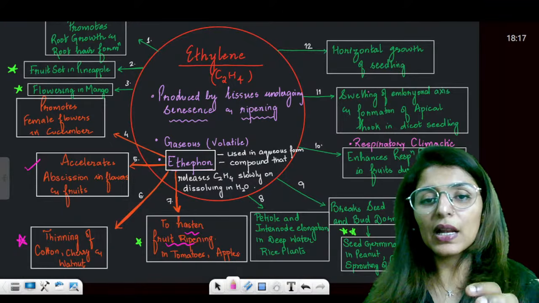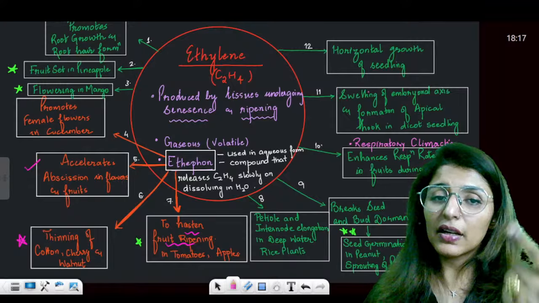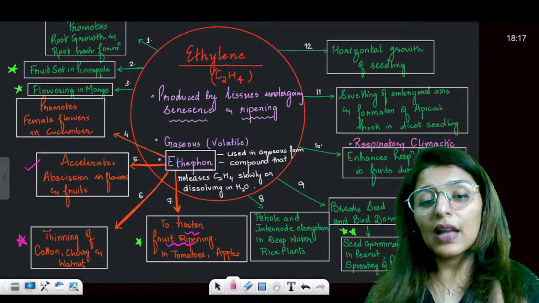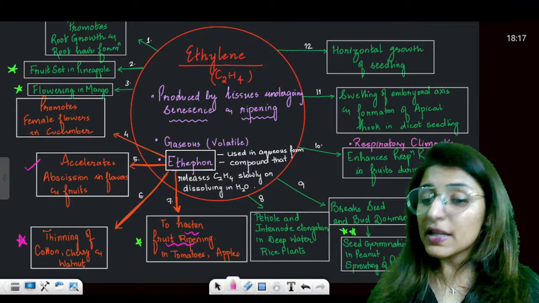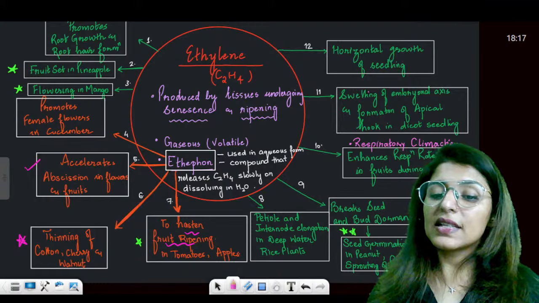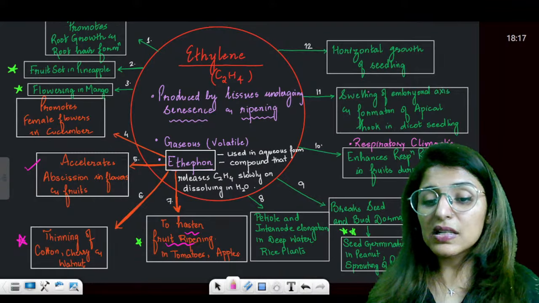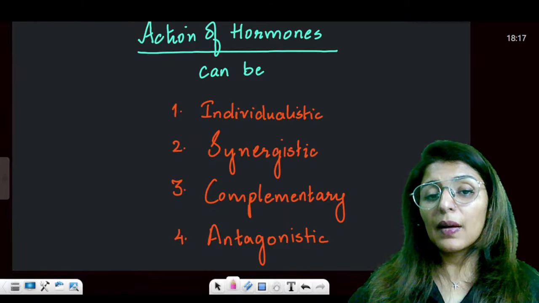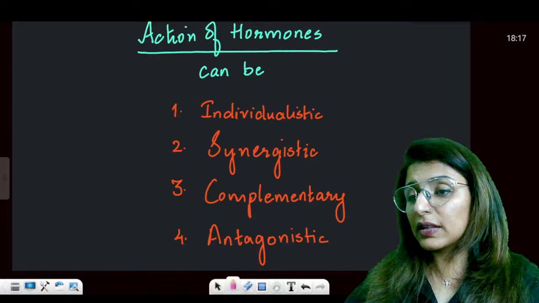And which hormone helps in reaching that? It is ethylene. Clear? Then last but not the least, it breaks the seed and bud dormancy, and seed germination will occur in peanut, sprouting of potato. Please let me know that these points are clear to you all.